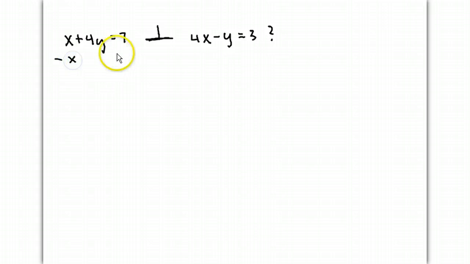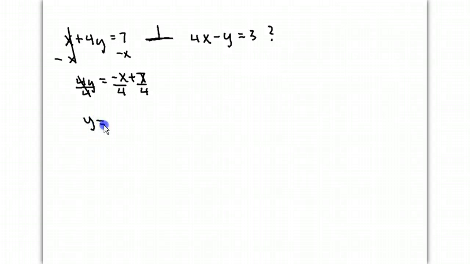You subtract x from both sides first, and you end up having 4y equal negative x plus 7. You always want to try to keep the x at the beginning. And then you divide everything by 4 to get the 4 off of the y. So what you end up having is y equal negative 1/4 x plus 7 over 4. So the slope here, whatever is connected to x, will be negative 1/4.